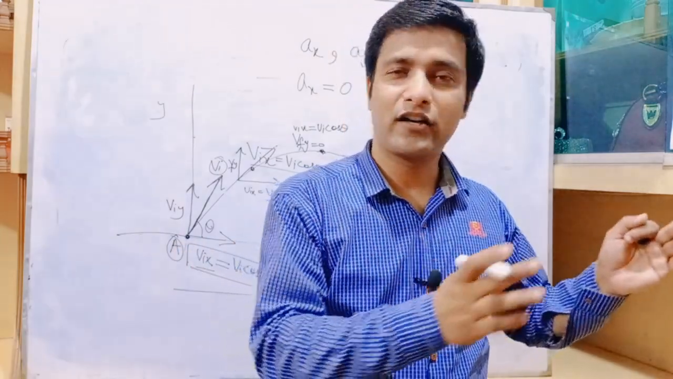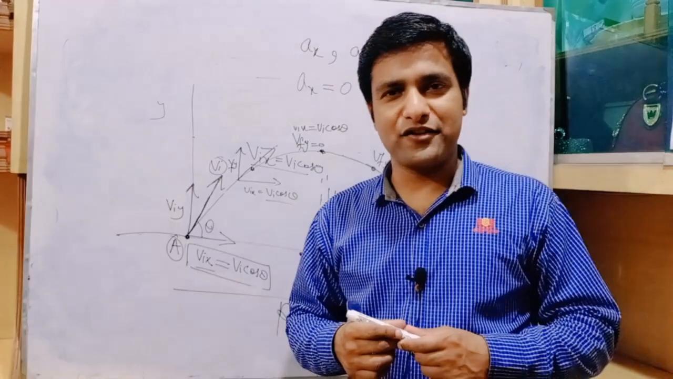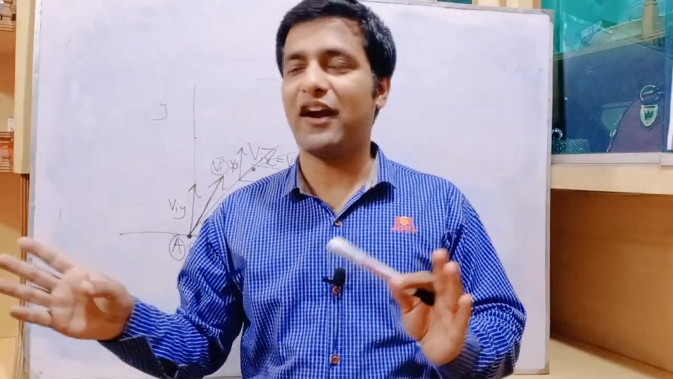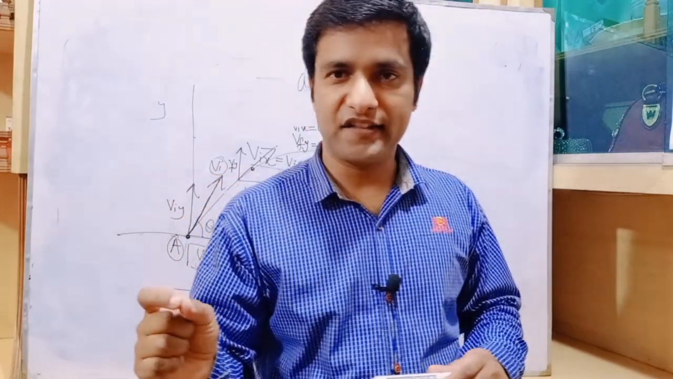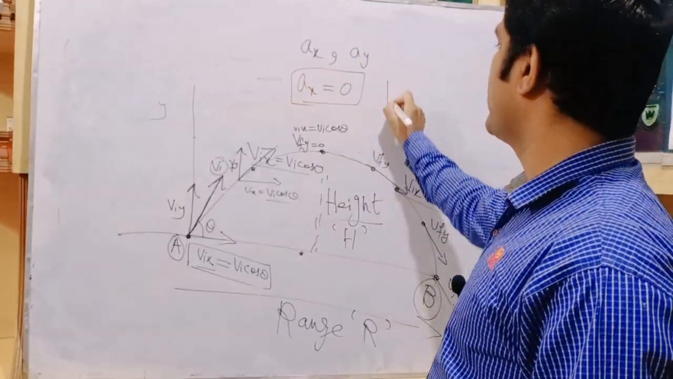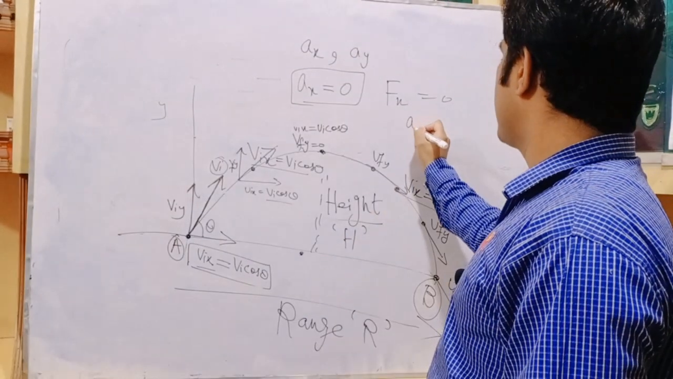We are saying that the projectile is moving under the effect of gravity only, and gravity acts downwards. There is no force acting right or left. We are ignoring air resistance, remember. So AX will be zero because there is no force in X direction. So let's talk about AY.